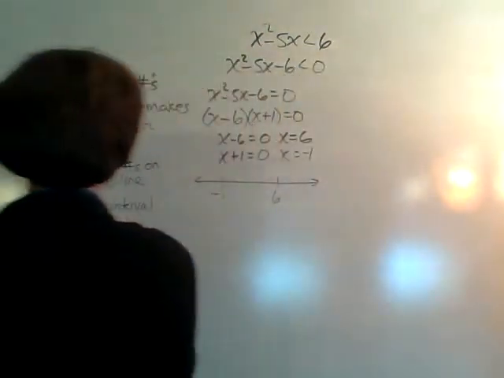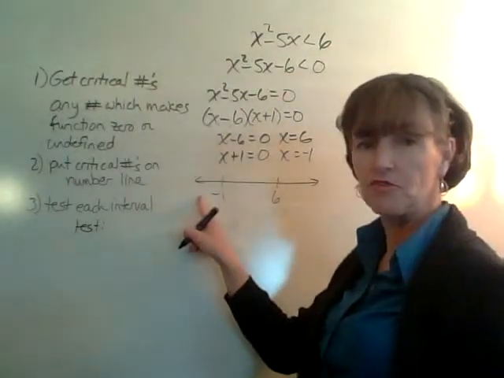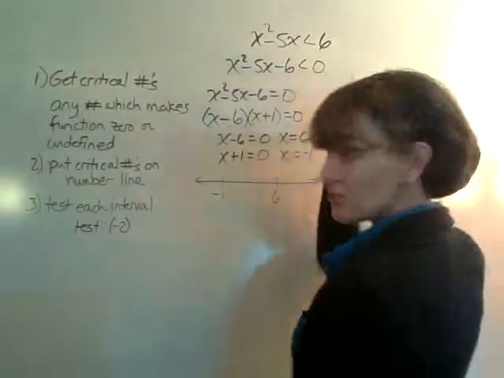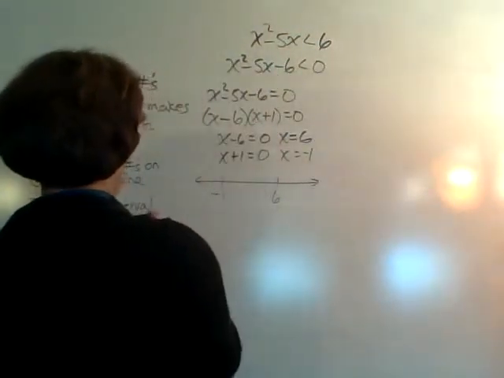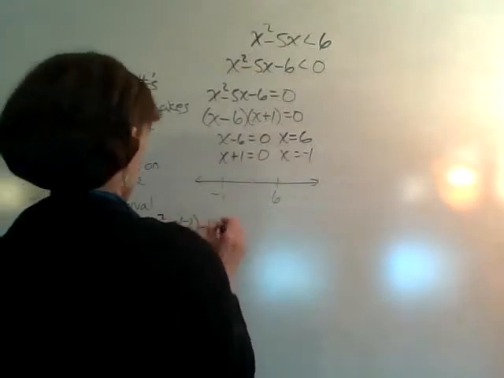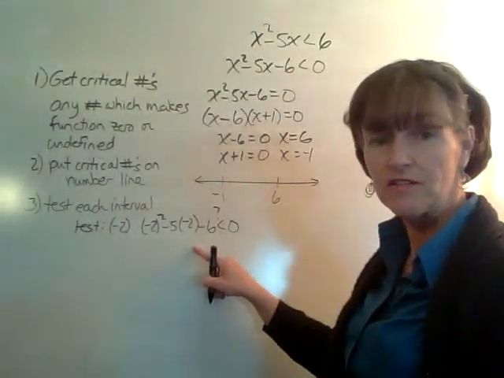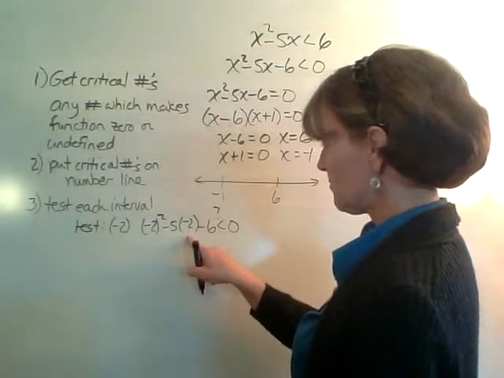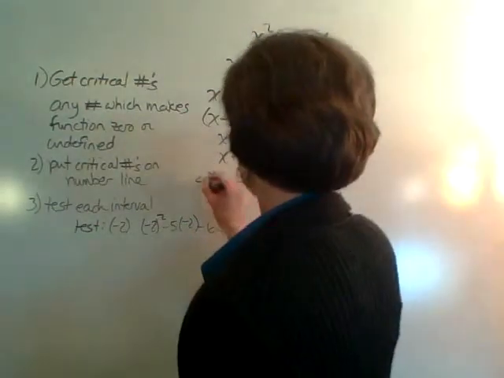When we test each interval, I'm going to pick the number negative 2 in this section. I'll put negative 2 into x squared minus 5x minus 6. That's negative 2 squared minus 5 times negative 2 minus 6. All I want to know is, is that less than 0? Is that negative? Well, 4 plus 10 is 14, minus 6. That's a positive number, so no, these do not work.